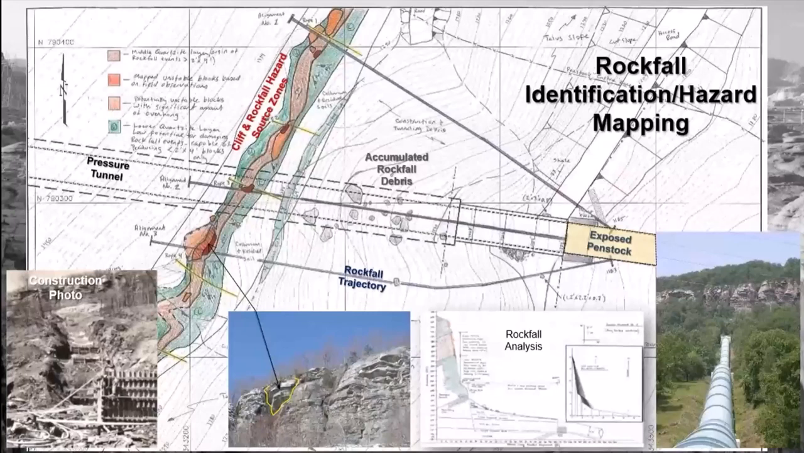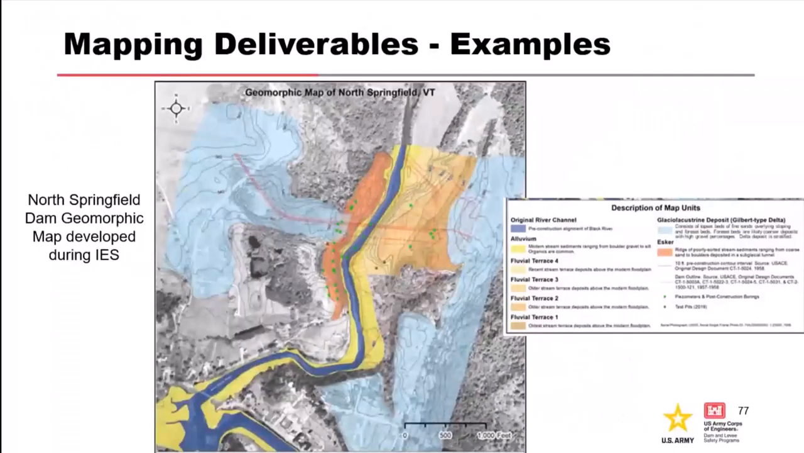the penstock. And from this point, we could build a barrier system that would be reasonable. It would capture all the rockfall. We don't need to capture rockfall over here, up there, not the whole area, just the capture zone for those rockfall events. North Springfield, I think we saw this the other day.